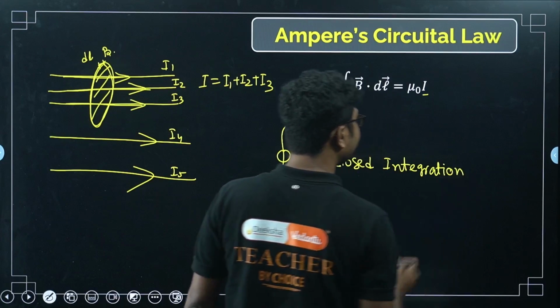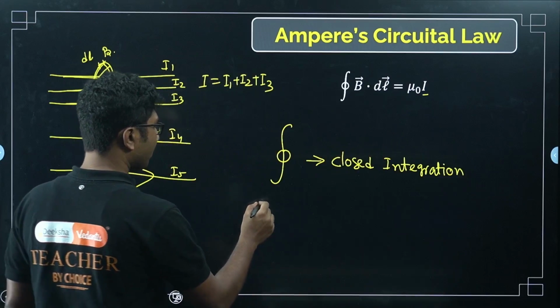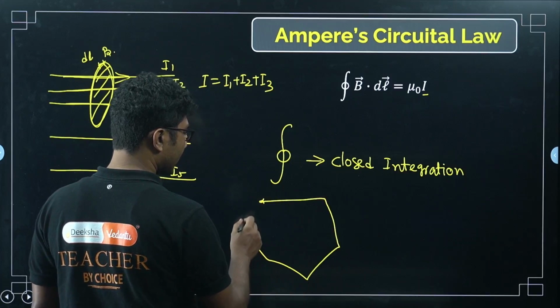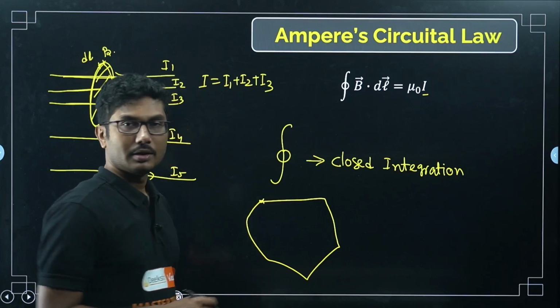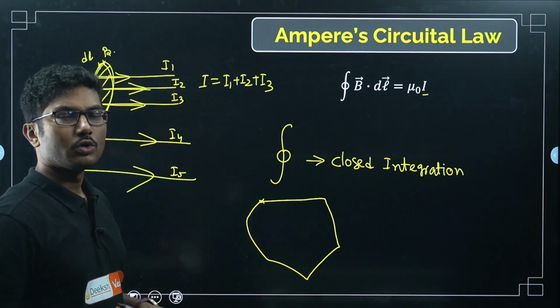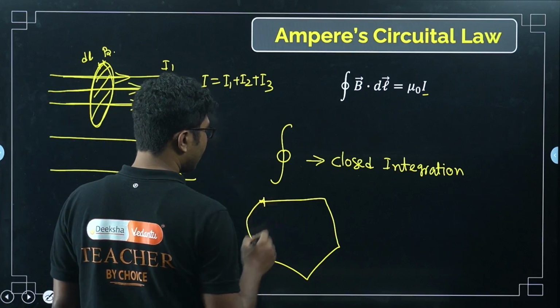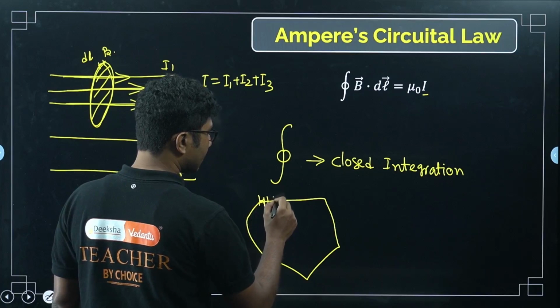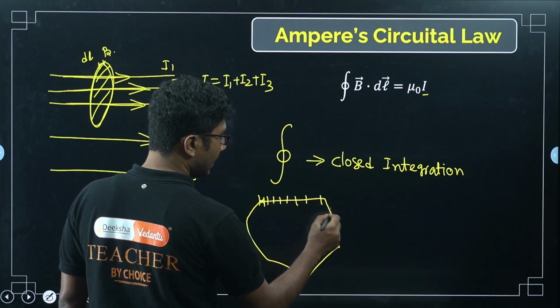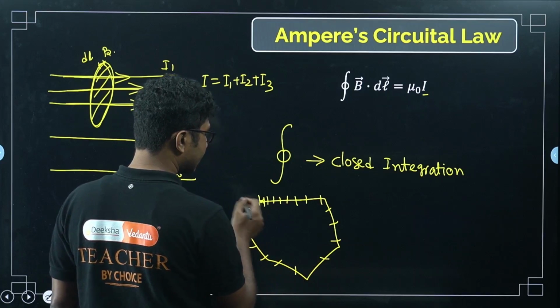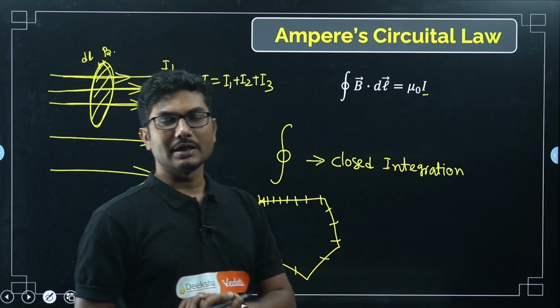Now what is closed integration? If you start from some point, you go to various other points, but if you end at the same point, then that is called a closed path, right? So when you take a small portion of it, you do some integration. If you take small portions along this path, and after completing your journey you reach the same point, then we say this is a closed integration.